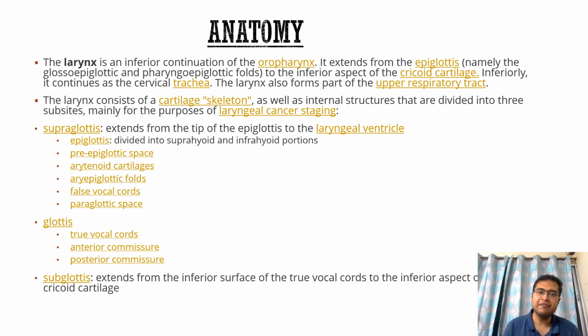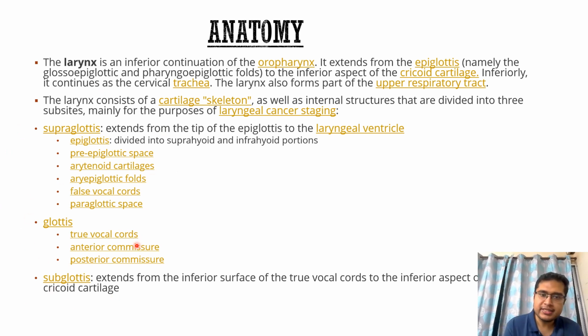So the larynx is an inferior continuation of the oropharynx and it extends from the epiglottis to the inferior aspect of the cricoid cartilage. Inferiorly it continues as cervical trachea. So it forms the upper respiratory tract. It consists of cartilage or skeleton as well as internal structures that are divided into three subsites: supraglottis, glottis and subglottis. This particular division is very important for us in imaging because all the staging differs according to which part of the larynx is involved.